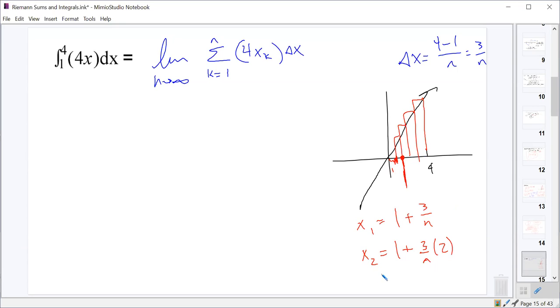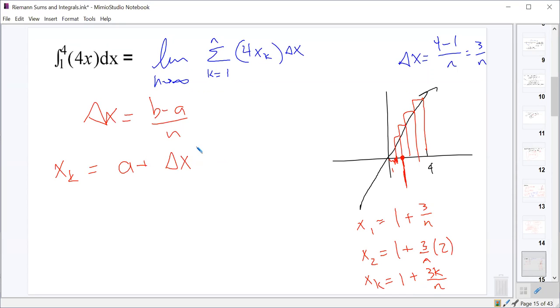And what's x sub 3 going to be? x sub 3 will be 1 plus 3 over n times 3. And what will x sub k be? 1 plus 3 over n times k, or 1 plus 3k over n. And so with any luck, we've now recognized, hopefully, that delta x is always b minus a over n, and that x sub k is always your lower limit, a, plus delta x times k. Okay. x sub k is always a plus delta x k.